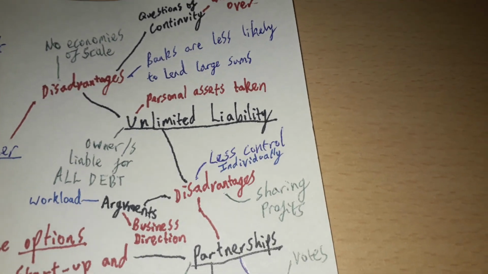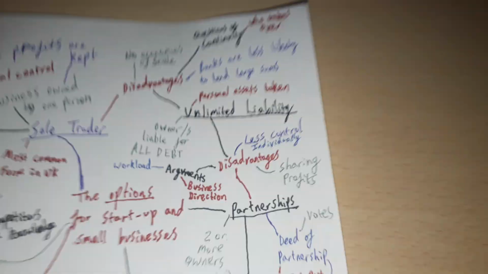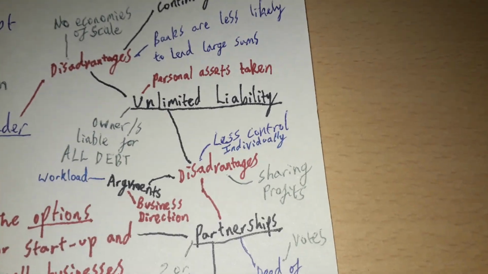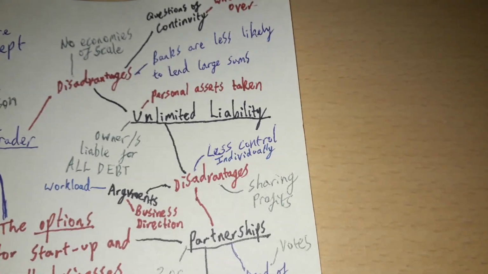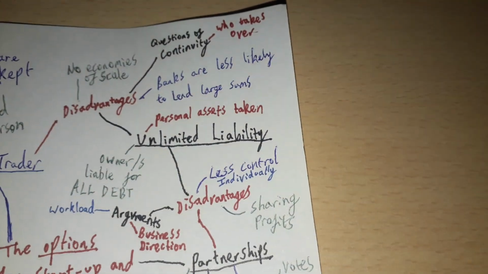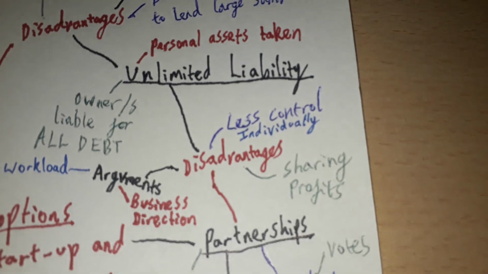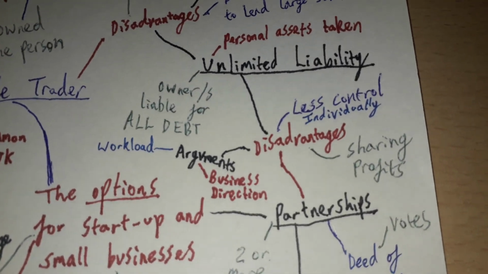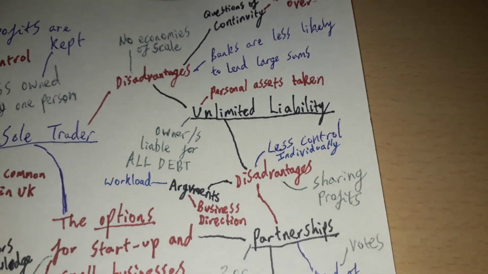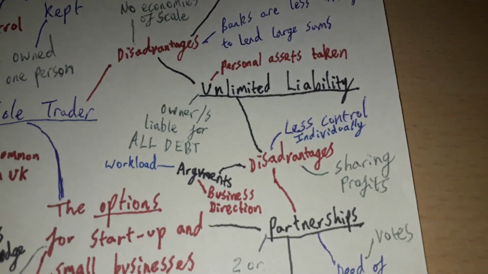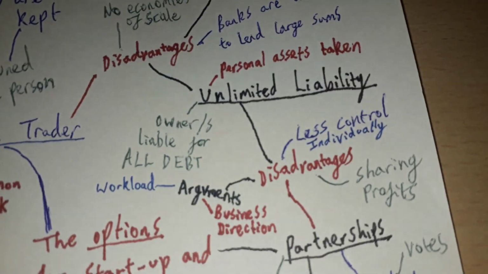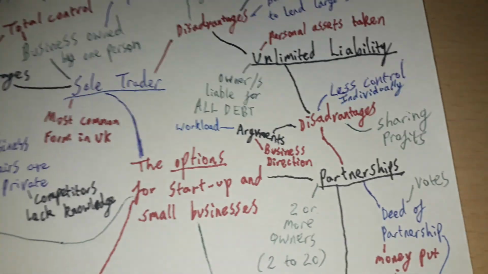So, sharing profits. The profits have to be shared, not necessarily equally, but to the amount given in or agreed upon in the business between everyone there. Also, there's less control individually, meaning because everyone gets a say in the business because they're all a part of it. Also, arguments are a disadvantage due to the lesser control. And there can be arguments over business direction and also workload of the people running it, because certain people might do more than others and not get as much pay and that sort of thing.